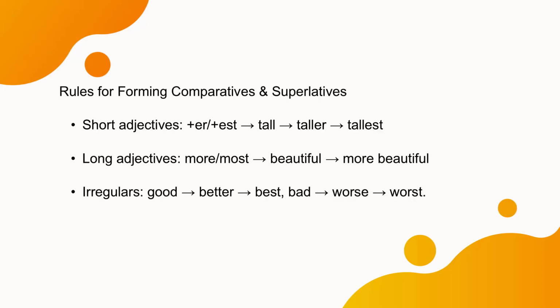Rules for forming comparatives and superlatives. Let's look at how to form comparatives and superlatives. Short adjectives usually add -er or -est: tall, taller, tallest. Longer adjectives use more and most: more beautiful, most beautiful. Some adjectives are irregular: good, better, best. Knowing these rules helps form correct comparisons.